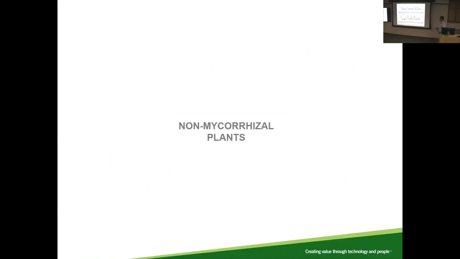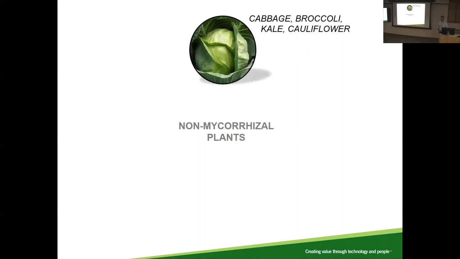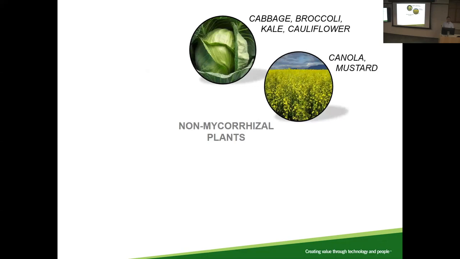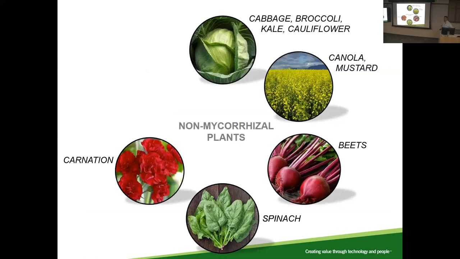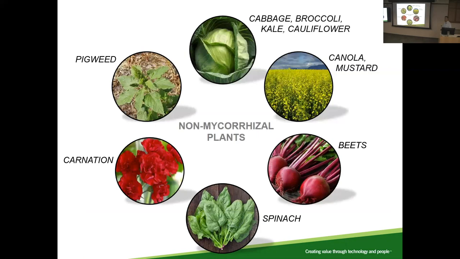So we talked a little bit about plants that form symbiosis with mycorrhizae, but there are some plants that do not form this symbiosis. They just don't have the ability. Prime examples are the Brassicaceae family plants, like cabbage, broccoli, kale, cauliflower, mustard. They just do not form this symbiosis, and there are different hypotheses why. The most probable reason is that they lost through evolution their ability to form this symbiosis. Beets are also a good example. Spinach as well. From ornamentals, carnation is also a good example of plants that do not form this type of symbiosis. And pigweed, some weeds as well. So you can find examples from every area of the plant kingdom, but these are the most important ones.